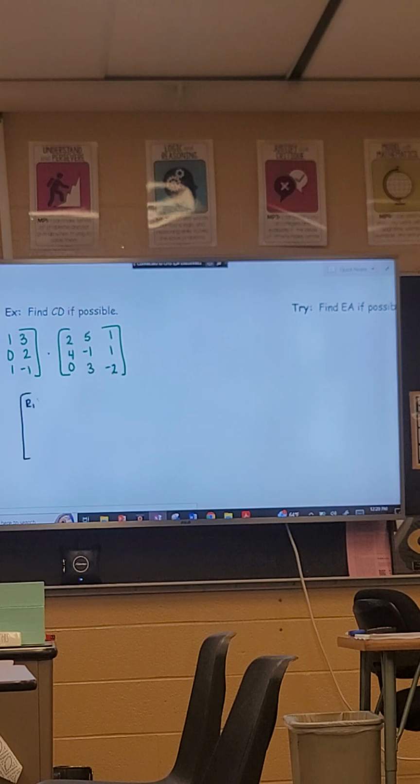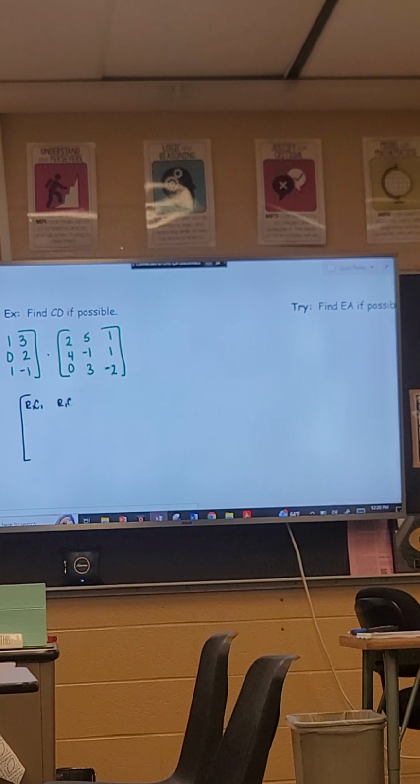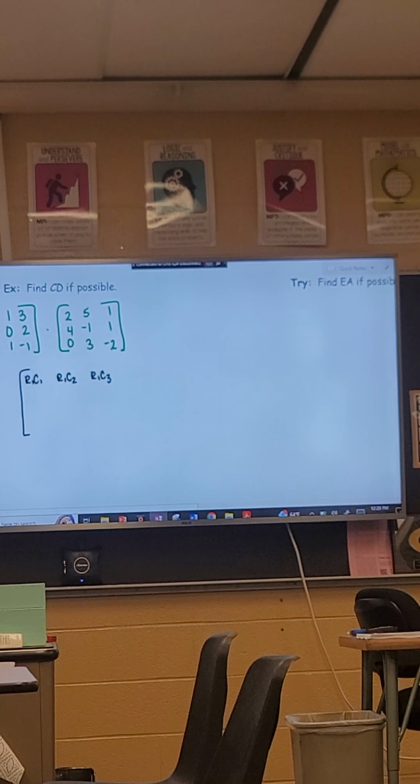So row 1, column 1, row 1, column 2, row 1, column 3. And you don't have to write those out, I just think it's helpful to see what you're looking for. Row 2, column 1, row 2, column 2, row 2, column 3. Row 3, column 1, row 3, column 2, row 3, column 3.